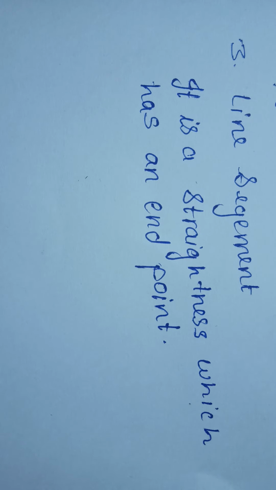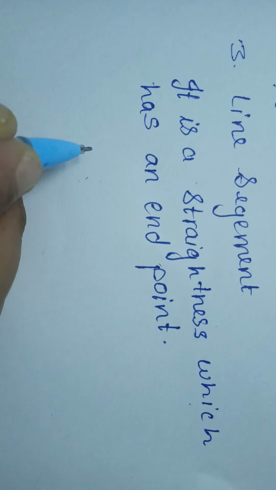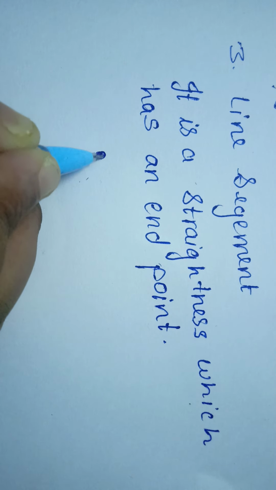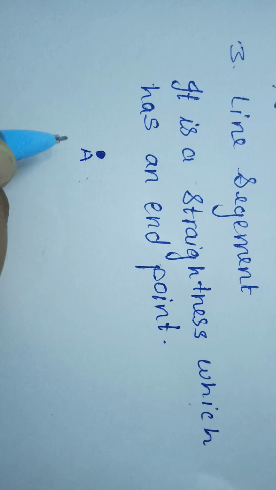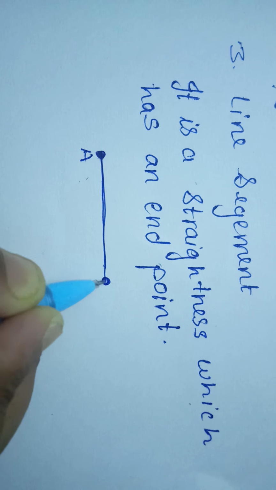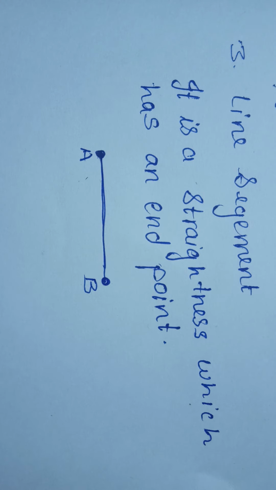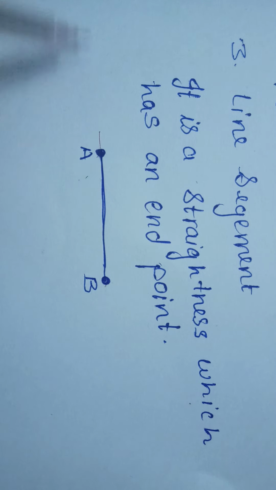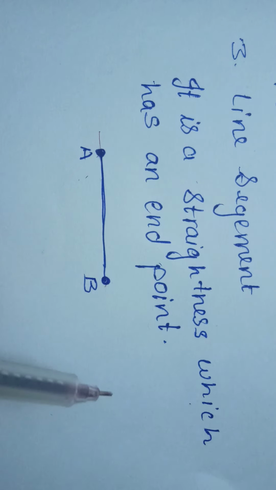Now how we'll represent a line segment. See, this is a point, we'll name it A, and there is a line, and at the end we will name it B. Now read the definition. It is a straightness which has end points, and it will not extend any further. It has one end point, and this is the other end point. It will not extend in this direction or in this direction.